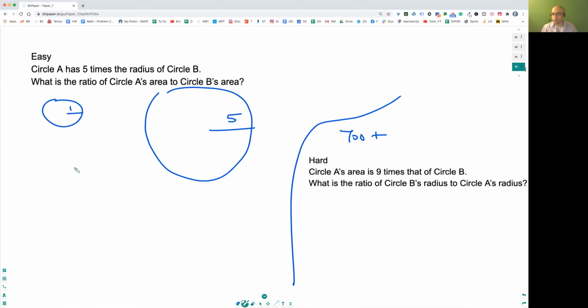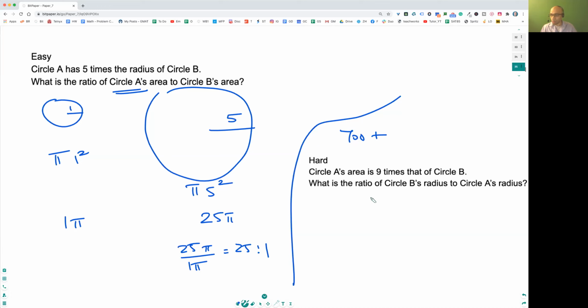So what's the area of these guys going to be? This is going to be pi 1 squared, and this is going to be pi 5 squared, right? So 5 squared is 25, so you can write this as 25 pi, and this is going to be 1, right? So the ratio of circle A's area to circle B's area is 25 pi over 1 pi, which is 25 to 1.